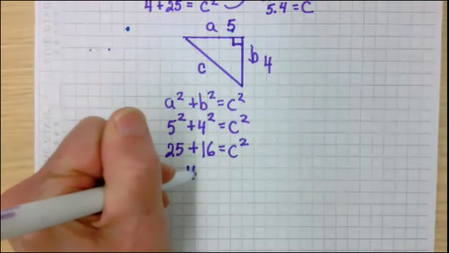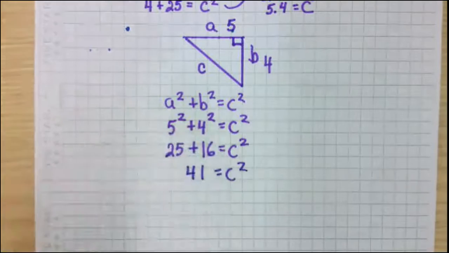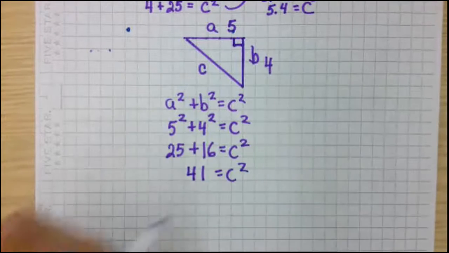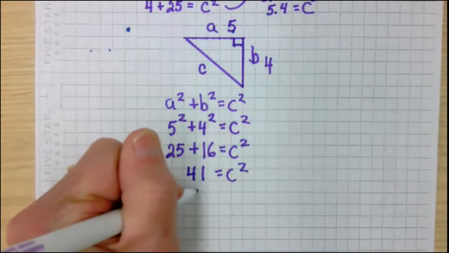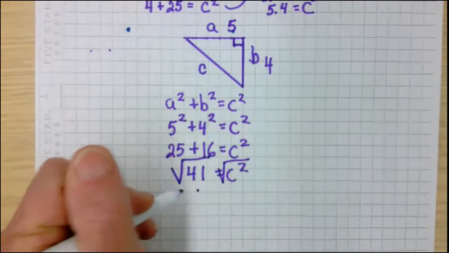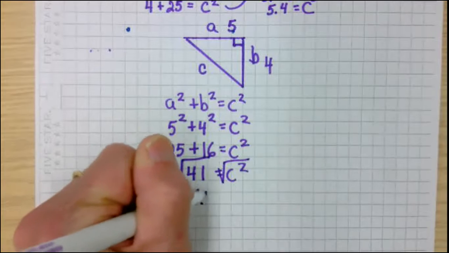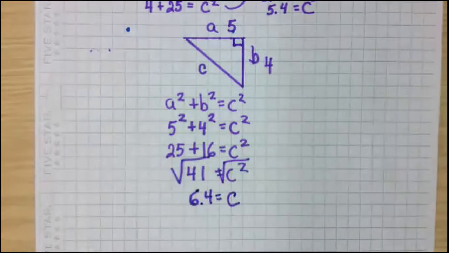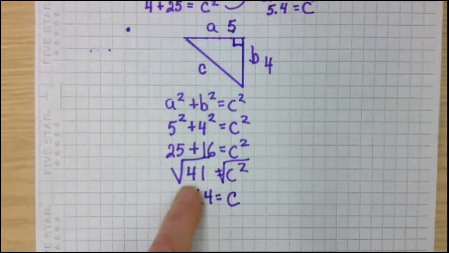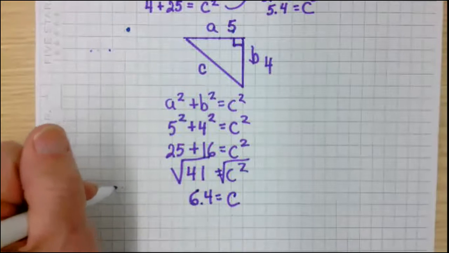41 equals c squared. Now that's not a perfect square, so we can use our calculator or we can use estimation. I used my calculator and got the square root of c squared, and the square root of 41 is 6.4 equals c. You could also tell it by saying, well, 5 times 5 is 25, or 6 times 6 is 36. This is how you estimate.